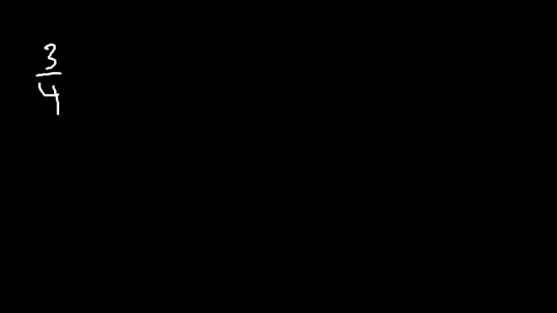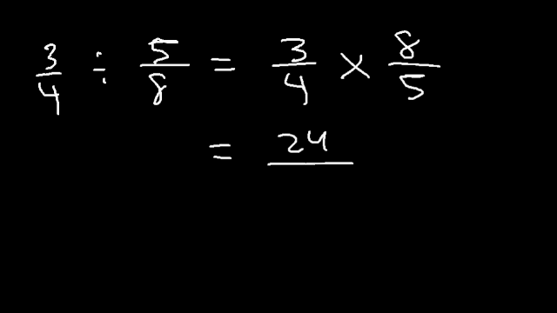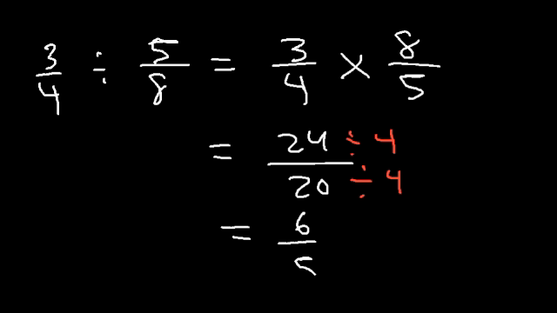What about if we wish to divide two fractions? There's something called keep, change, flip. You can keep the first fraction, change division to multiplication, and flip the second fraction. So 8 times 3 is 24, and 4 times 5 is 20. So let's divide top and bottom by 4 to reduce the fraction. 24 divided by 4 is 6, 20 divided by 4 is 5, so the final answer is 6 over 5.